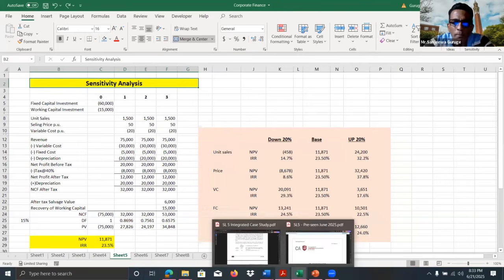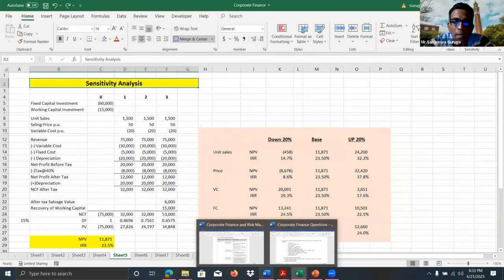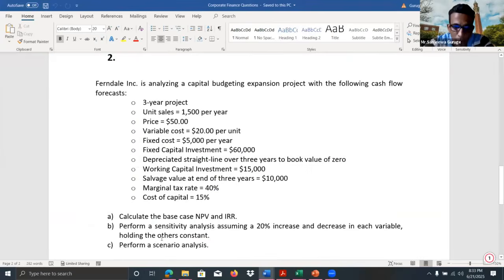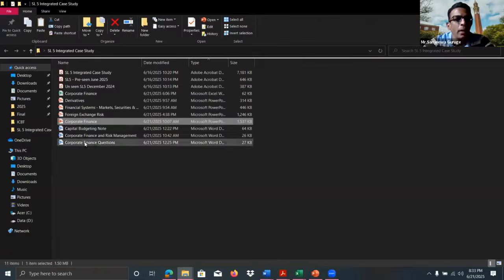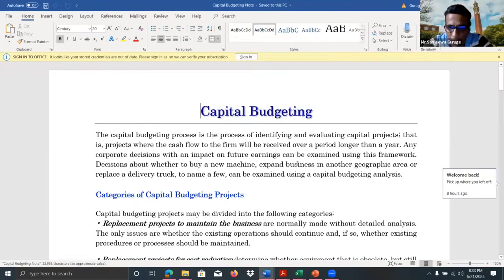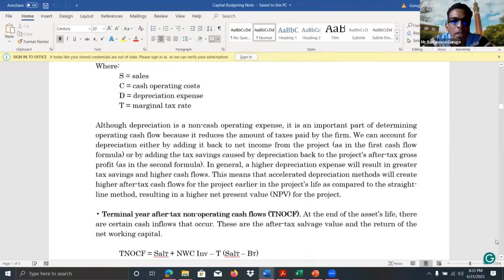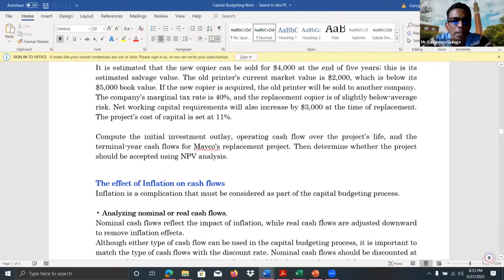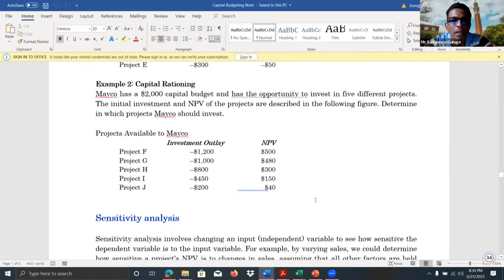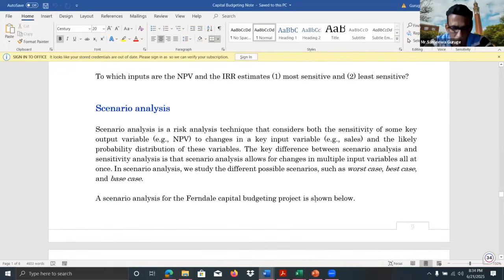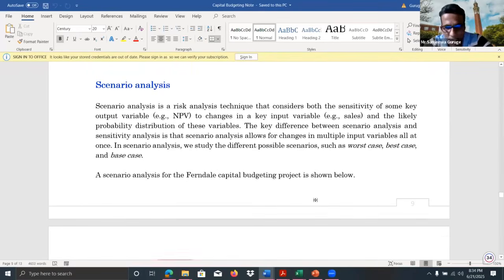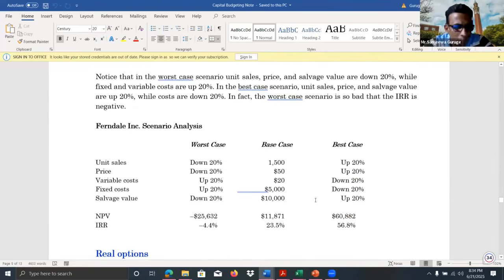In addition to that, it's possible to do another analysis, which is known as scenario analysis. Scenario analysis indicates what happens if the entire scenario changes. That means everything changes favorably, or everything changes unfavorably. If the conditions change unfavorably, that is called the worst case.